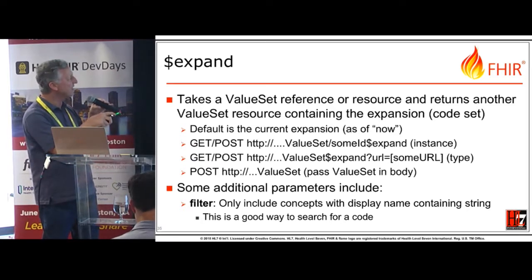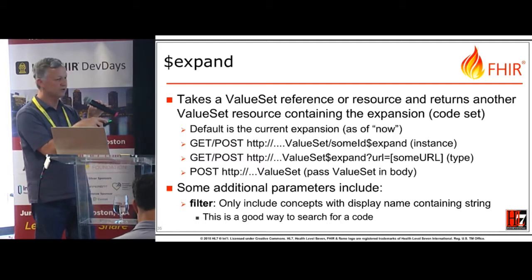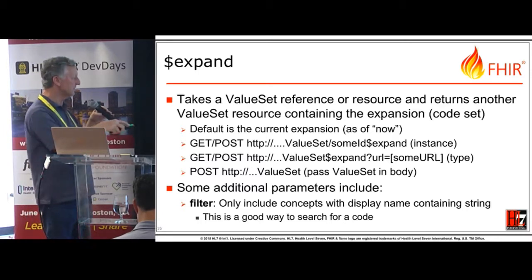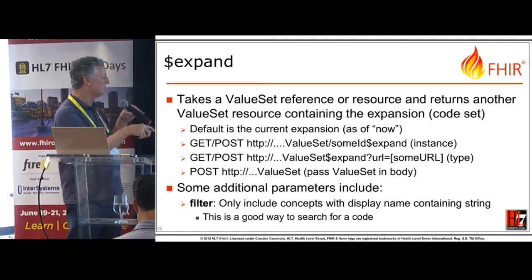And the expand operation takes that value set, the reference or the resource itself, and returns another value set resource. They're actually both value set resources. But the second one, the output, contains the expansion, which is the code set that you would actually want to use. And so default is to do it as of right now. And these are some of the endpoints, ways you can do it.